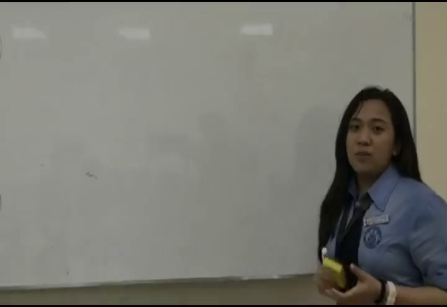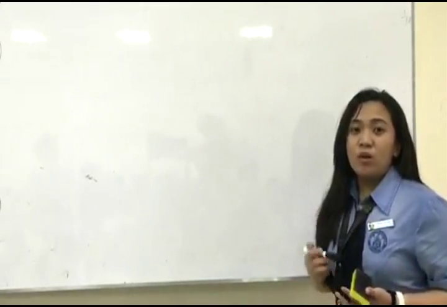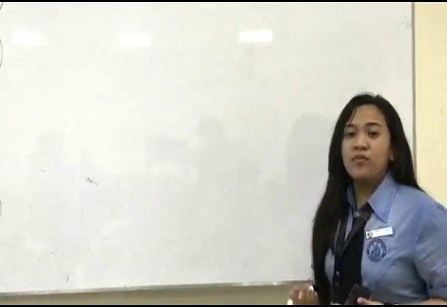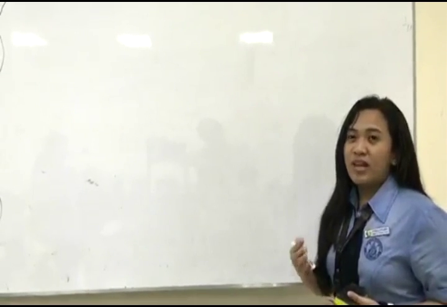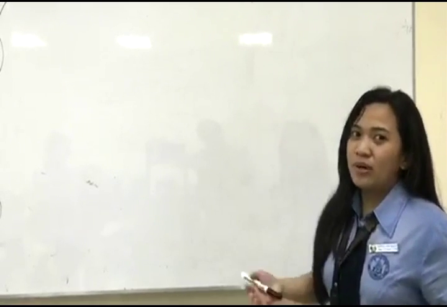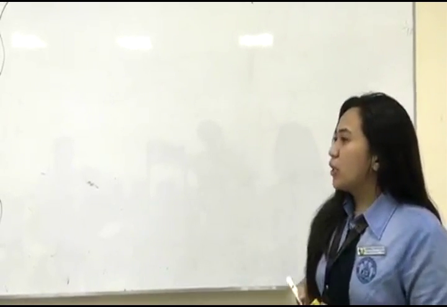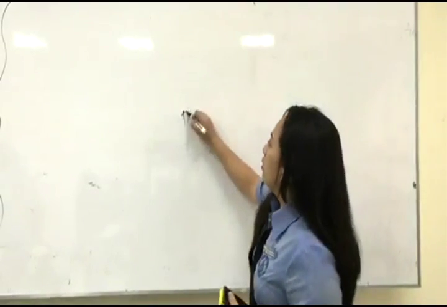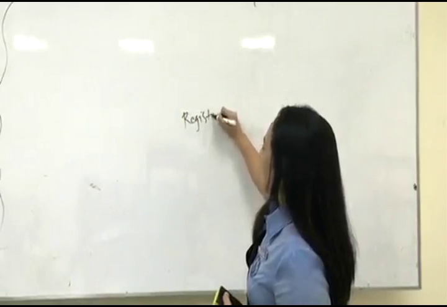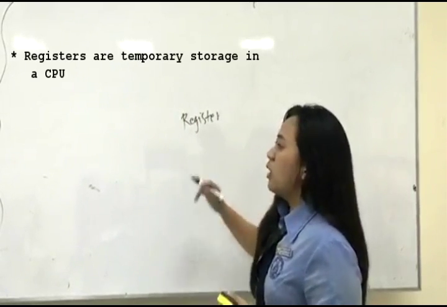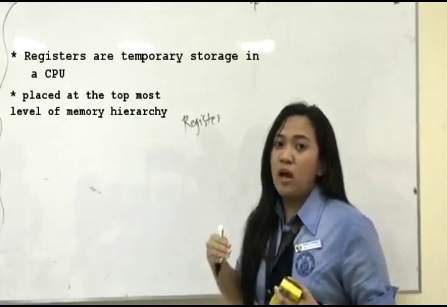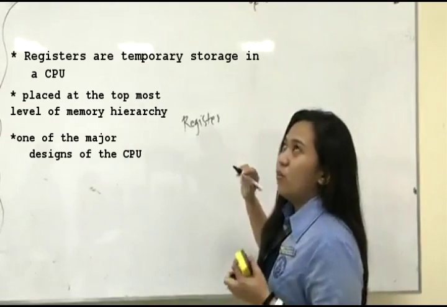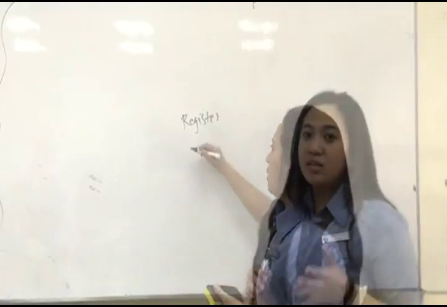To begin our discussion about registers, let us first define what a register is. A register is a hardware device that stores a variety of data about addresses, programs, and such. But other than that, a register is a temporary storage. In the CPU, it is placed at the topmost level of the memory hierarchy, and one of the major design objects is a register.